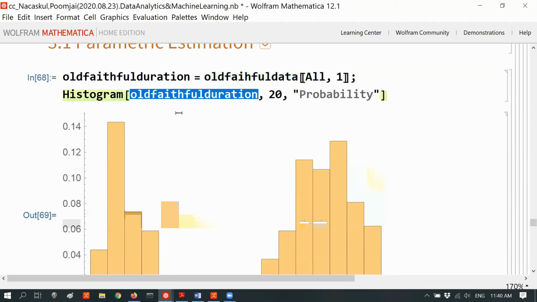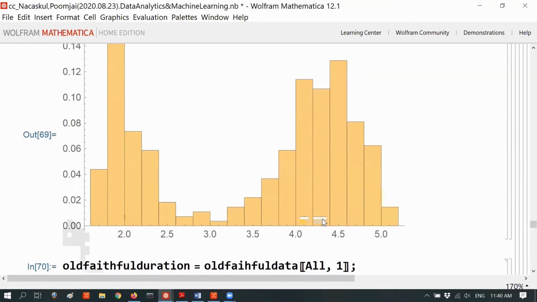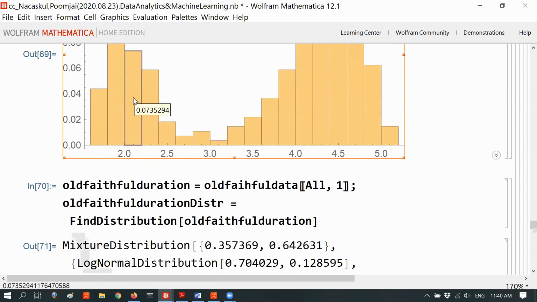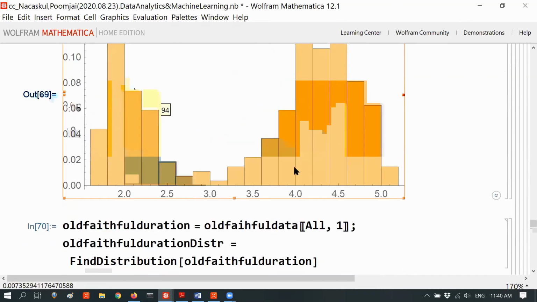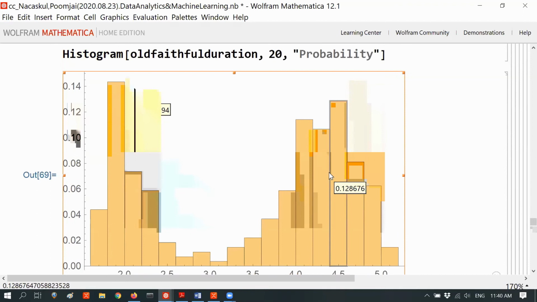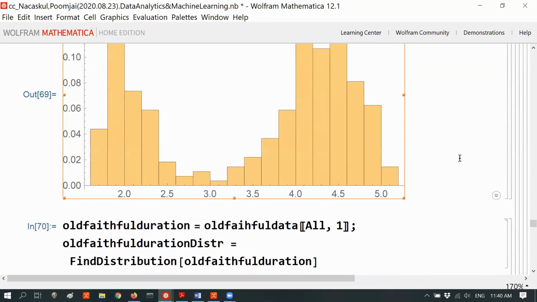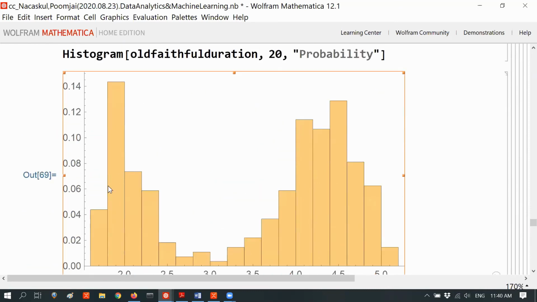So let's make a histogram. This is basically what we saw earlier when I stood the histogram on the side. You guys can see this. Around 2 minutes, there are a lot of peaks, and around 4 or 5 minutes. So this is the bulk of the long-lasting eruptions, between 4 and 5 minutes. But there are some that just last 1 minute, half a minute or something.